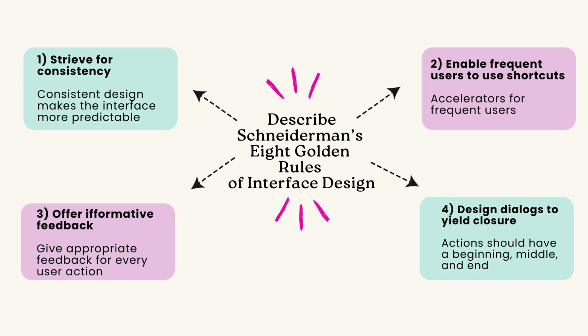Number 1. Strive for consistency. Consistent design makes the interface more predictable. Number 2. Enable frequent users to use shortcuts. It will provide accelerators for frequent users. Number 3. Offer informative feedback. It will give appropriate feedback for every user action. Number 4. Design dialogues to yield closure. It will ensure the actions have a beginning, middle and end.